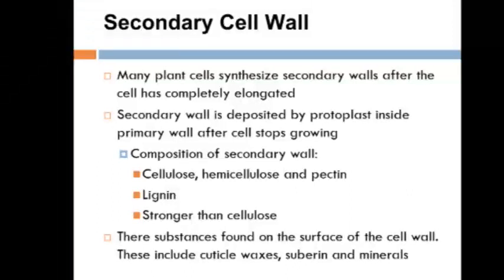There are substances found on the surface of the cell wall, including cuticle, wax, suberin and minerals. All of these, wax, suberin and minerals, provide the strength so that it is very rigid.